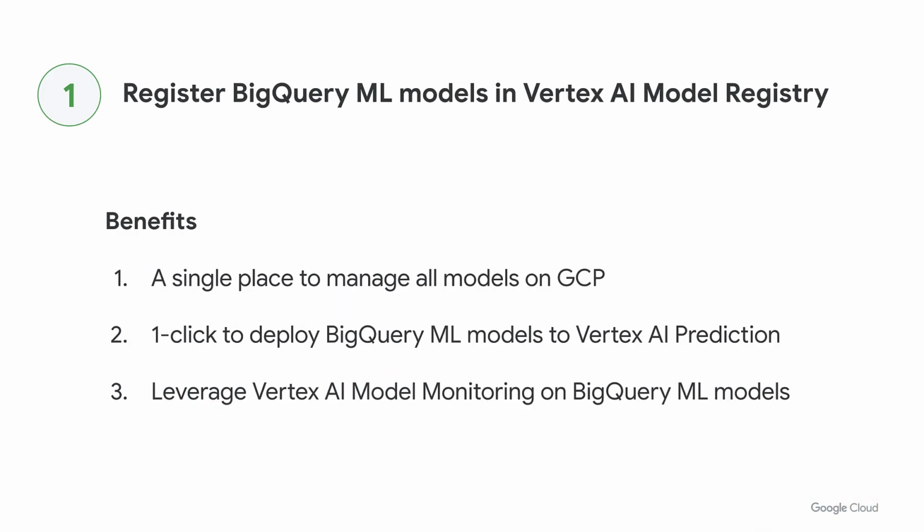So how does this relate to BigQuery and BigQuery ML? So now you can use Vertex AI Model Registry as that one single place where you can see your BigQuery ML models alongside other models that you may have created. So it's this one single pane to view all of your models on Google Cloud. There's also a one-click to deploy capability, which allows you to deploy your BigQuery ML models to Vertex AI prediction. Next, you can also leverage Vertex AI model monitoring on BigQuery ML models as well.